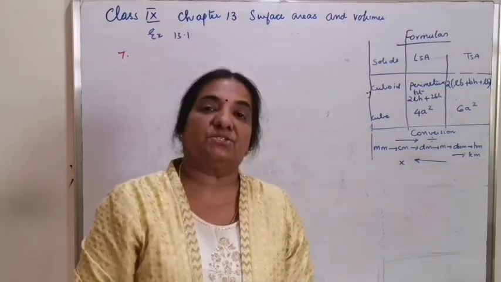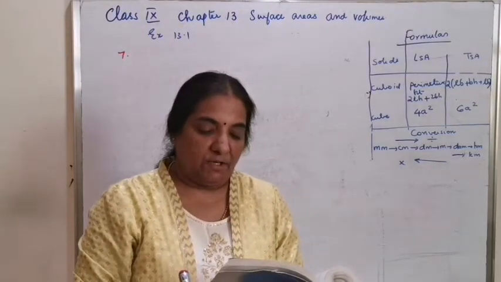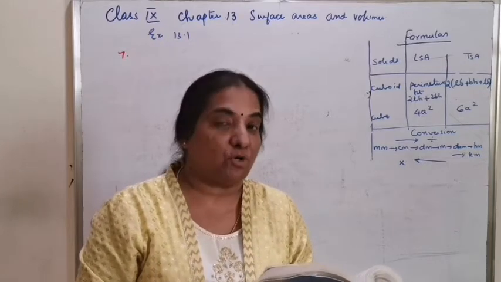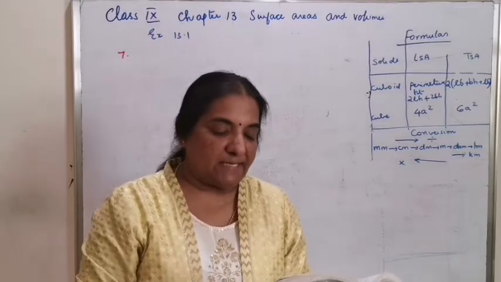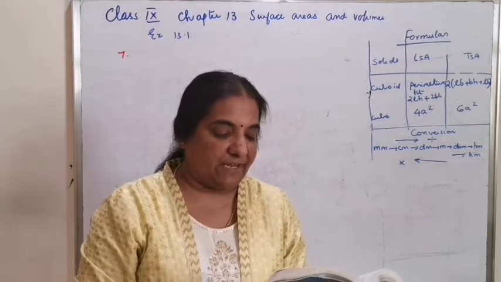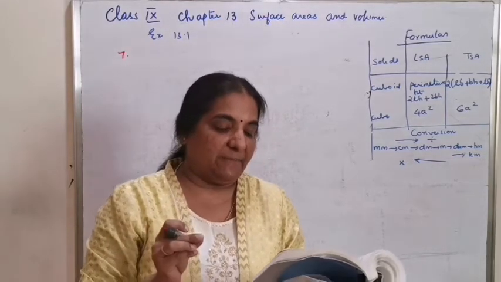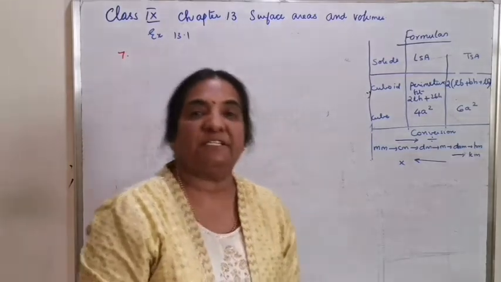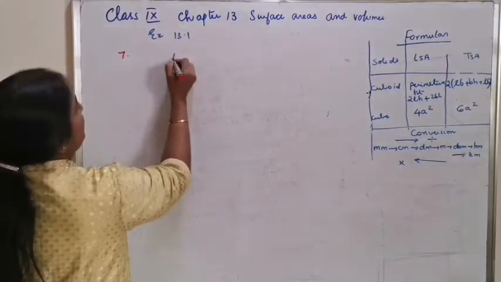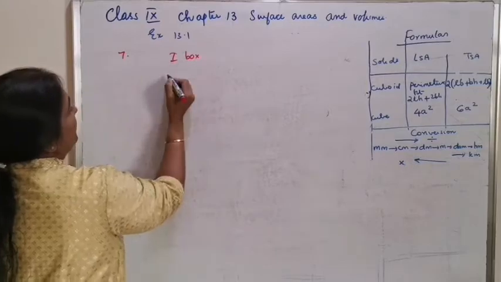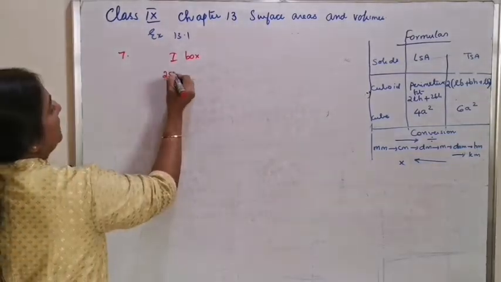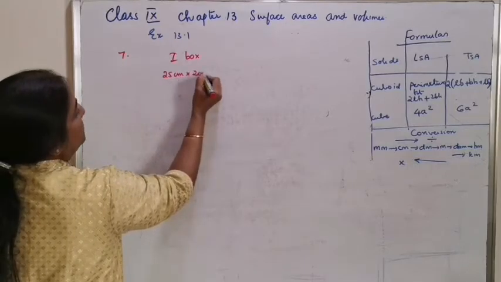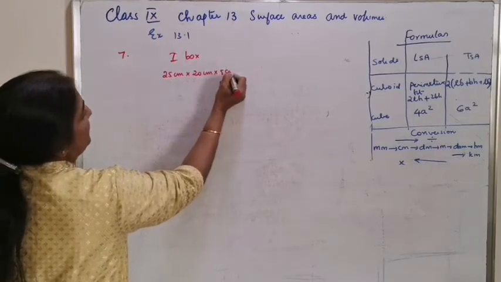Shanti Sweets stall was placing an order for making cardboard boxes for packing their sweets. Two sizes of box are required. The bigger is of dimensions 25 centimeter by 20 centimeter by 5 centimeter. Let us take the first box. The measurement is 25 by 20 by 5 centimeter.